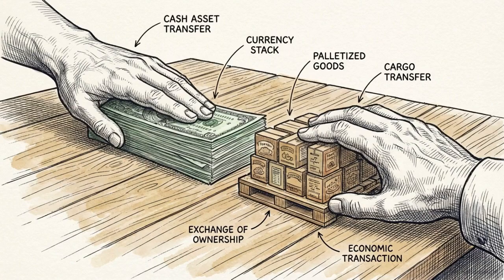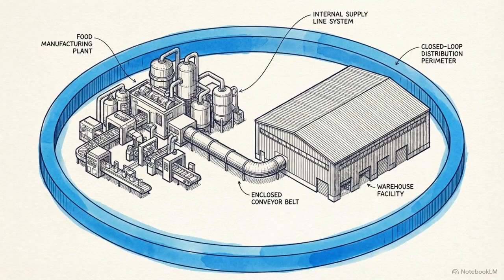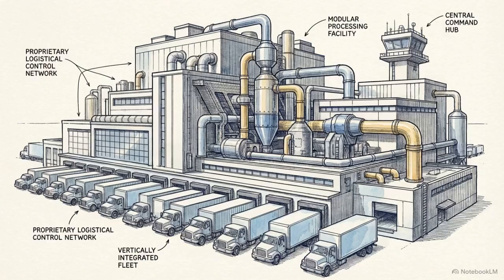Several distinct business models operate here. Merchant wholesalers buy the food outright. They take title to the goods, absorbing all the financial risk if that inventory fails to sell. By contrast, manufacturer sales branch offices, or MSBOs, operate as closed-loop distribution centers. These are owned entirely by the massive food producers themselves to control their own supply lines.